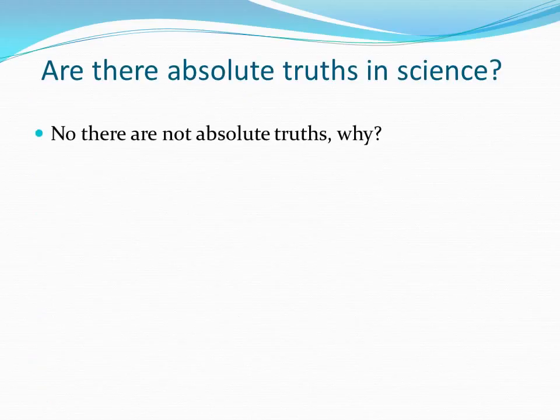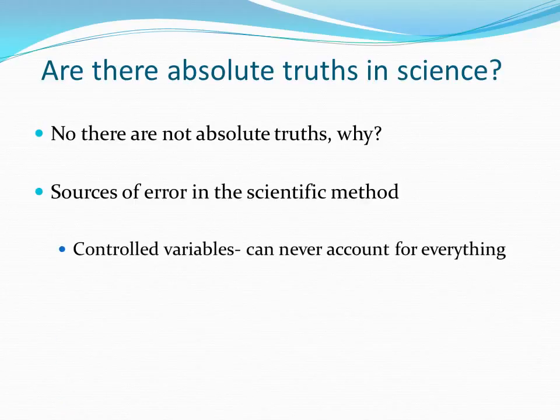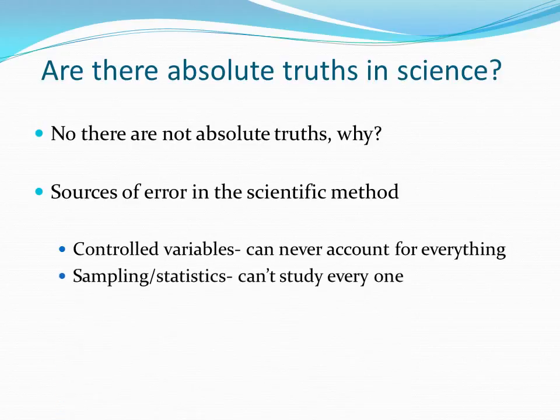Now, are there absolute truths in science? Not really. Absolute truths are really difficult because there's a lot of error in the scientific method pathways, okay? You can never account for all the control variables. So the key here is when we set up our experiments, we want to have one or maybe just a very few independent variables. We want to have one dependent variable, but those control variables are really hard to control for. Now with the sampling and the statistics, not everyone can get every part of the statistics out for every experiment, so this makes it sometimes difficult.